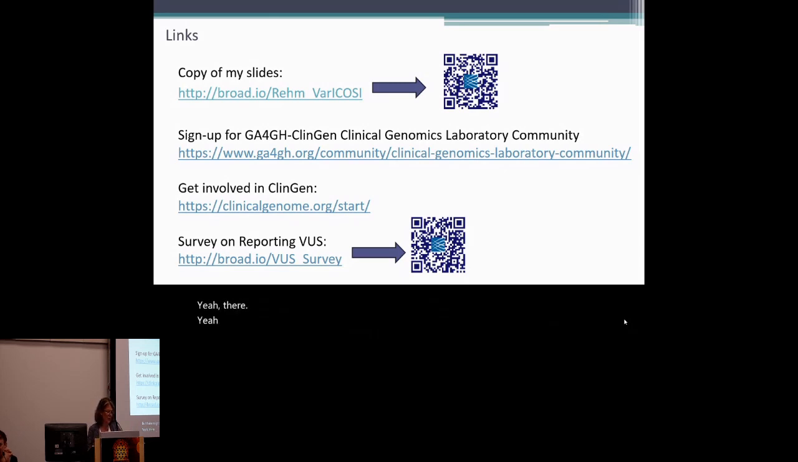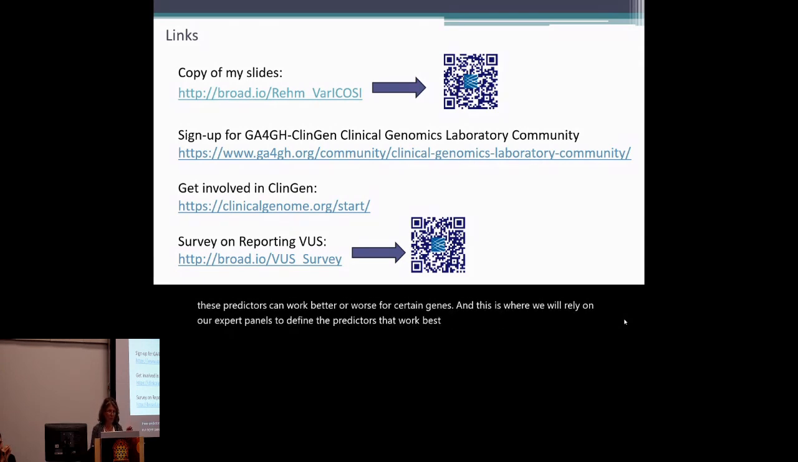And I think the point about gene specificity around these predictors is right. These predictors can work better or worse for certain genes. And this is where we will rely on our expert panels to define the predictors that work best for a particular gene. That could help deal with some genes for which the predictor that's largely being used today, a lot of groups use REVEL, is not optimized for that gene, and maybe there's a better predictor. Or you could say it works well for this region of the gene, but not the whole gene, and define those regions. So I think there are ways that we can help improve this over time.